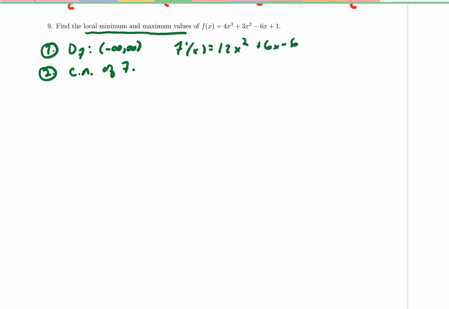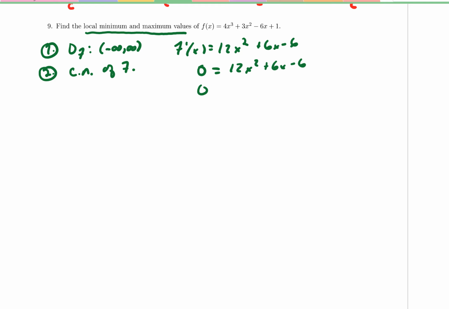Notice that the derivative is defined everywhere. So we're not going to get any critical numbers from the derivative being undefined. But where might we get critical numbers? Well, we might get critical numbers from the derivative being 0. So let's see if it's ever 0, and let's see what we end up with.